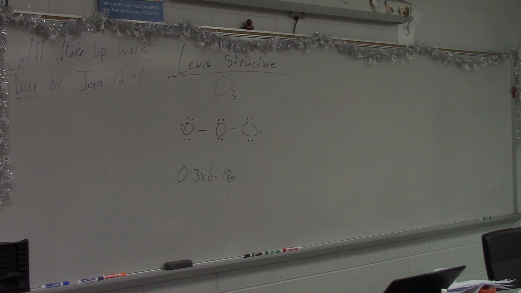Go to column 13. Column 13 has 3. Column 14 has 4. Column 15 has 5. Column 16 has 6. Column 17 has 7. Column 18 has 8. Those are the valence electrons. Don't forget, back when we talked about ionic bonds, about ions forming, these will also tell you the charges they form. So, each oxygen has 6.